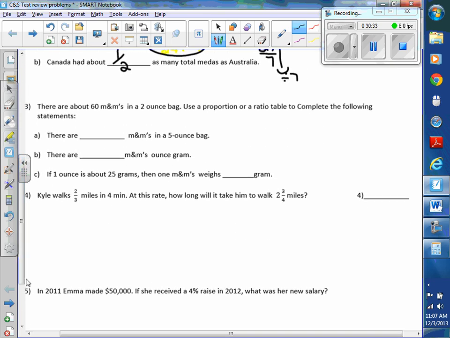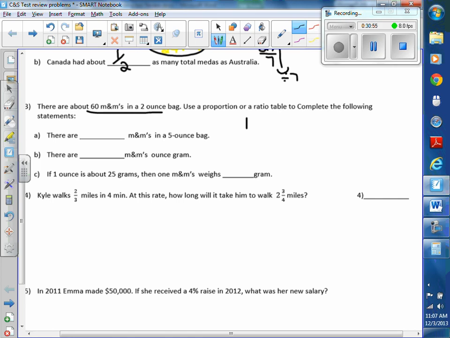So here, there are about 60 M&Ms in a 2-ounce bag. Use a proportion or a ratio table. In other words, show me what you're doing to complete the following statements. So if this is true in a 2-ounce bag, there are about how many in a 5-ounce bag, or how will we do that, right?